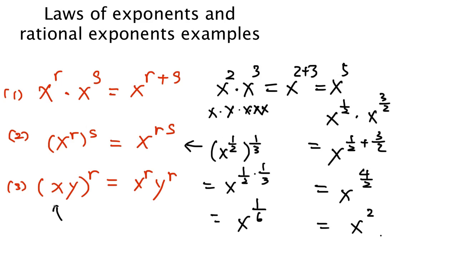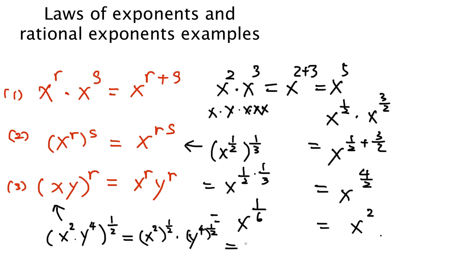Okay, here's another example using the third property. So could we simplify this expression, say x squared times y to the 4th, all raised to the power of 1/2? We're going to break up x's and y's and take x squared to the 1/2 and times y to the 4 times to the 1/2. And this is going to be, using the second property now, 2 times 1/2 is 1. The first power of x is just x itself, times y to the 4 times 1/2. 4 times 1/2 is 2. So we have x y squared.